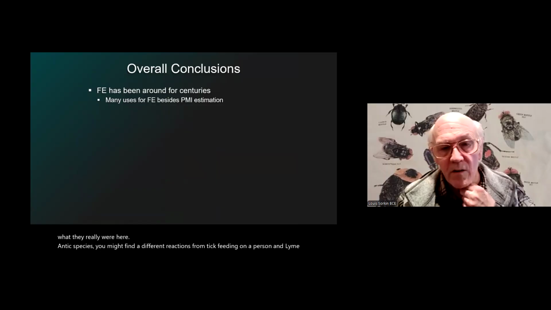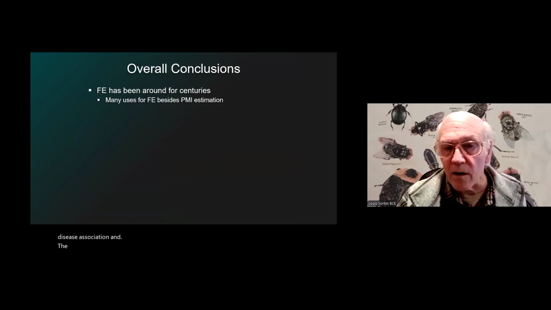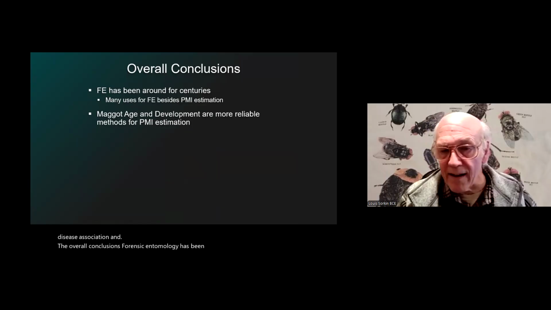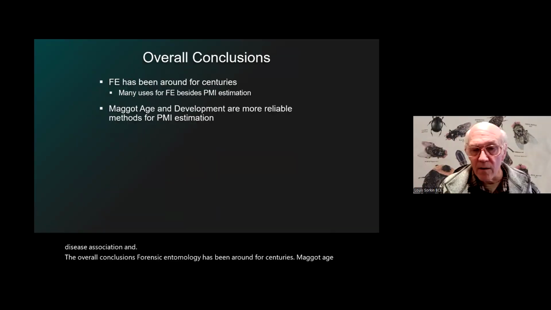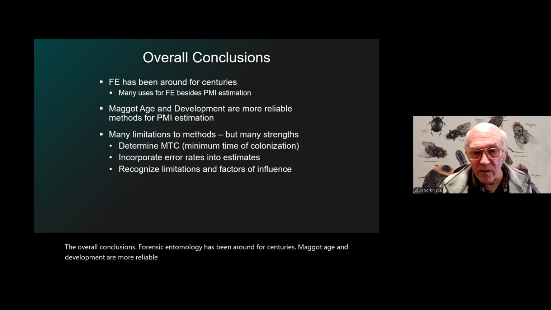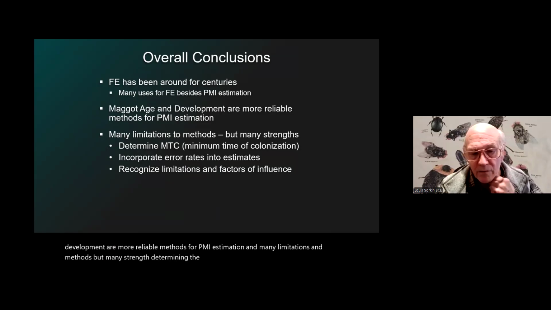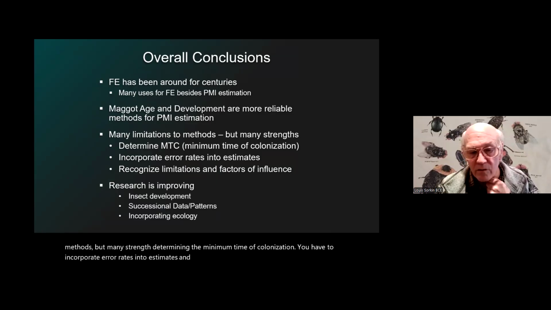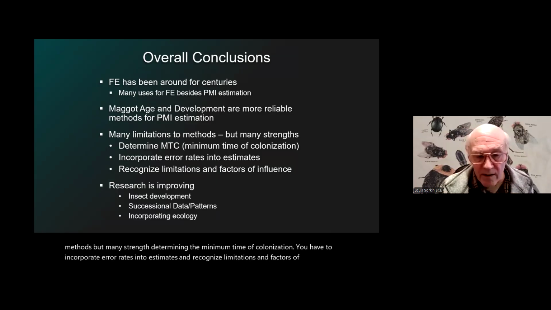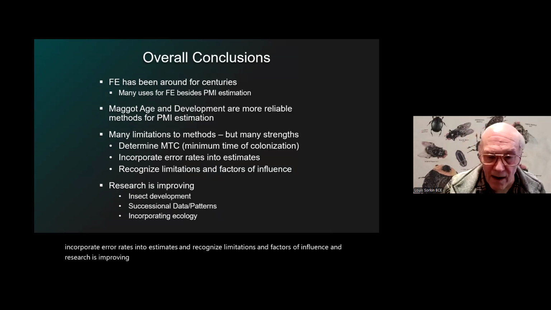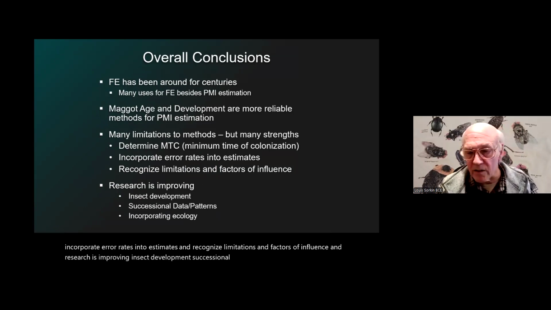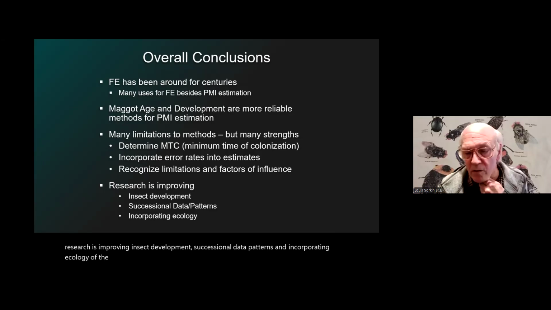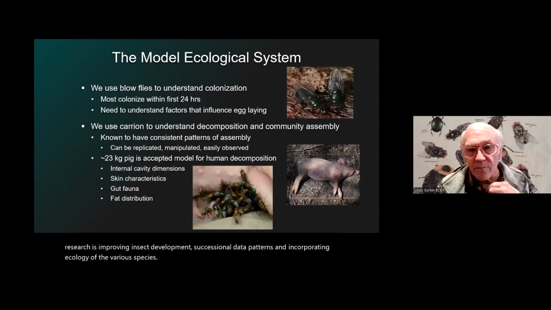And the overall conclusions: forensic entomology has been around for centuries. Maggot age and development are more reliable methods for PMI estimation, and there are many limitations to methods, but many strengths. Determining the minimum time of colonization, you have to incorporate error rates into estimates and recognize limitations and factors of influence. And research in improving insect development, successional data patterns, and incorporating ecology of the various species into determining the PMI too.